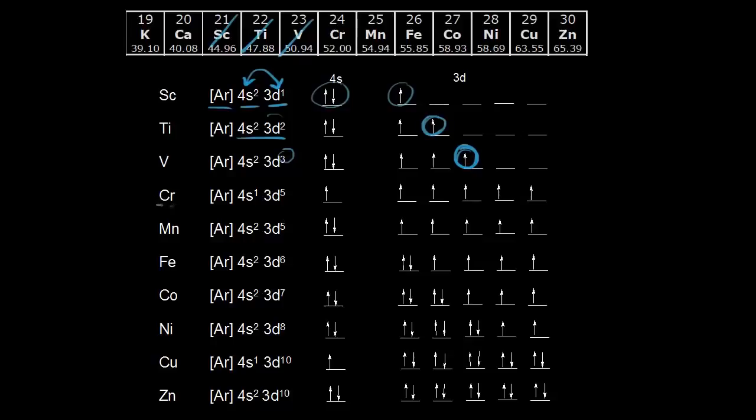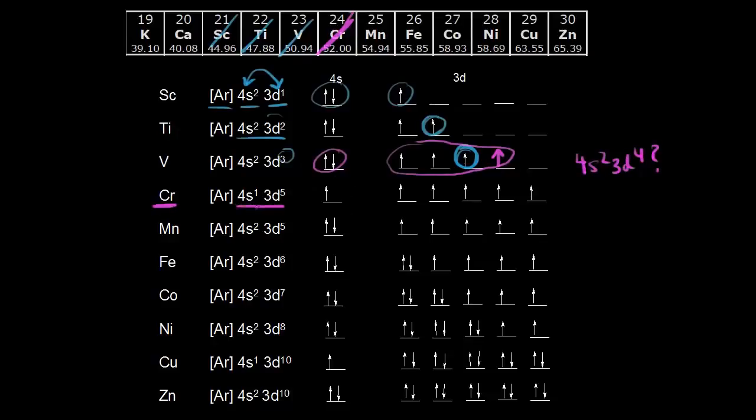So if you're just thinking about what might happen for chromium, there's one more electron to think about than vanadium, right? So you might think, oh, let's just add that one electron to a 3d orbital like that and be done with it. So you might guess 4s2 3d4. So let's go ahead and write that: 4s2 3d4, question mark. But that's not actually what we get.